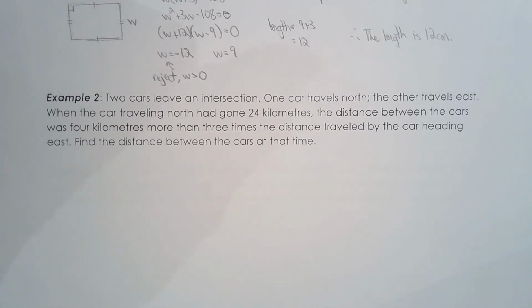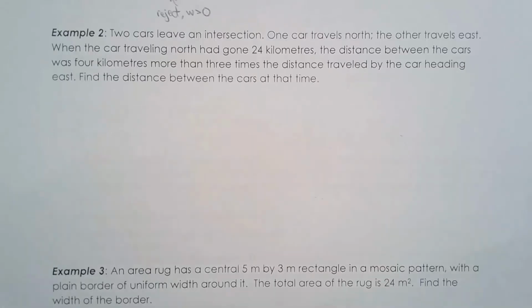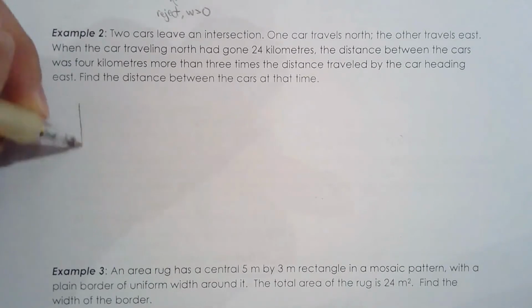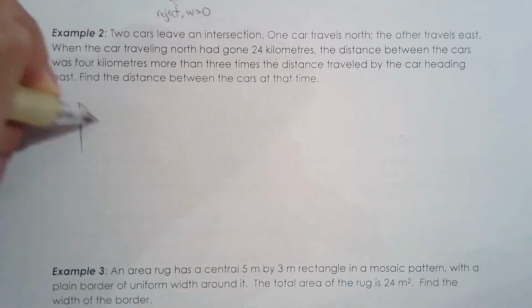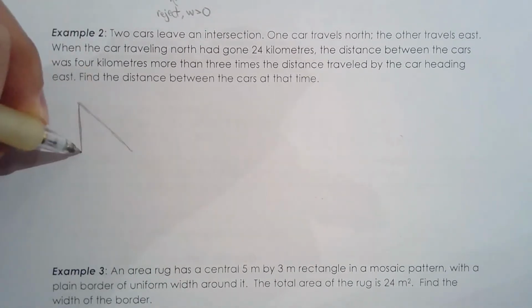When the car traveling north had gone 24 kilometers, the distance between the cars was 4 kilometers more than 3 times the distance traveled by the car heading east. Find the distance between the cars at that time. Okay, so let's start off by drawing a diagram here. So I have one car going north and one car going east.